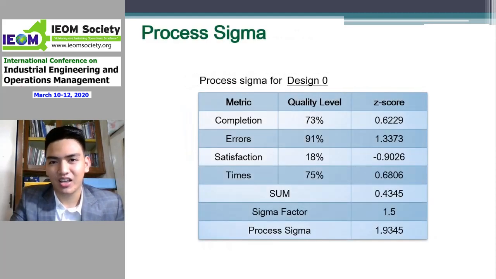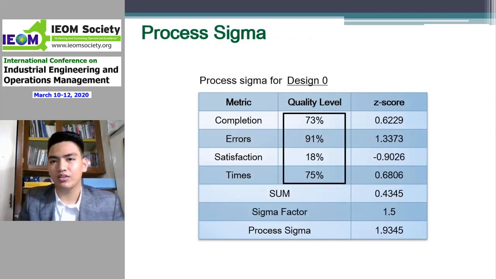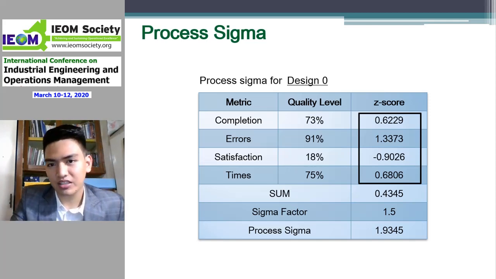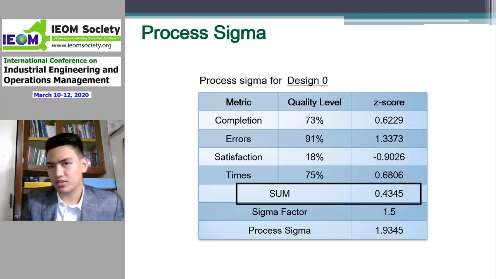Now here it is. We have the quality level for each usability metric. These quality levels are standardized by getting their corresponding z-scores using the standardization techniques in Six Sigma. And after obtaining the standardized score for each metric, the SUM was computed by getting the average of these four. The metrics are treated with equal weights.